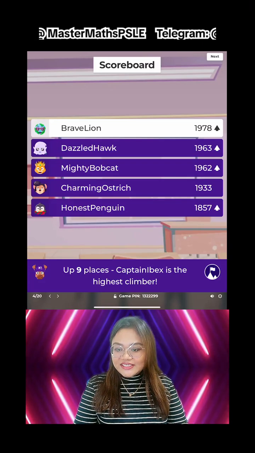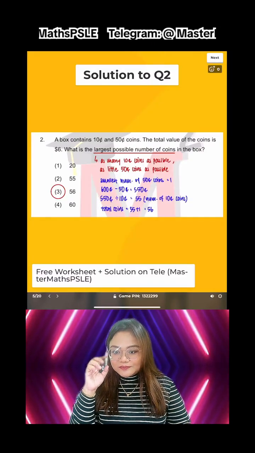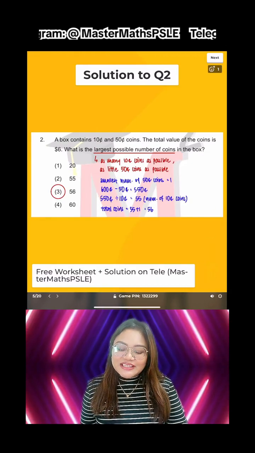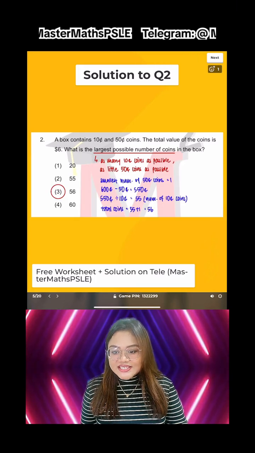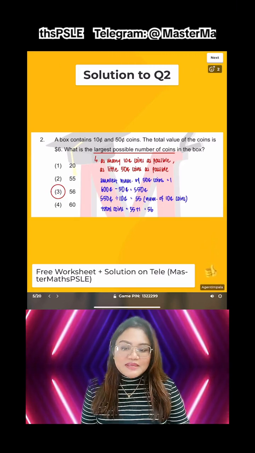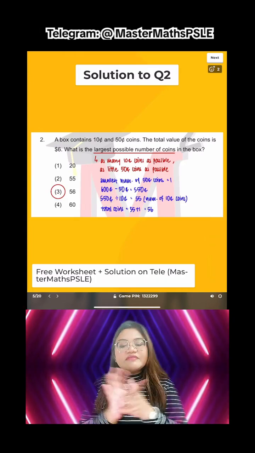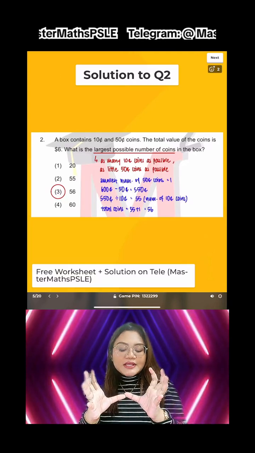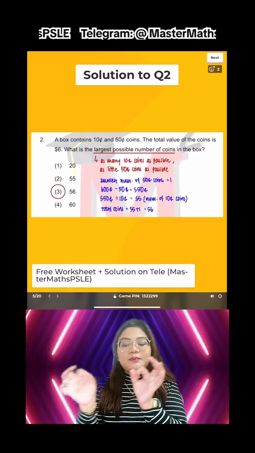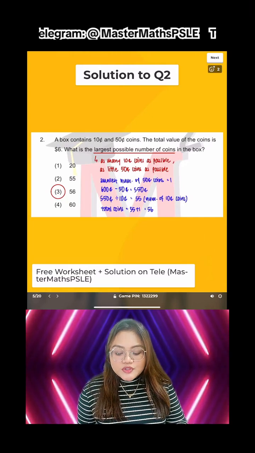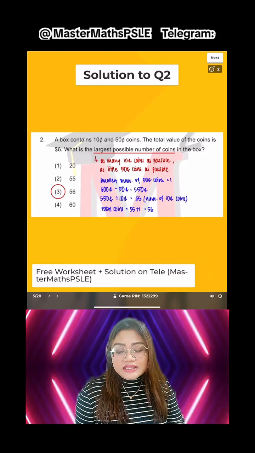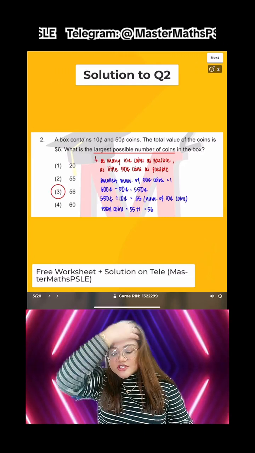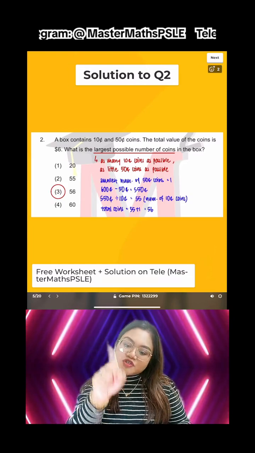Let's take a look at the solution. Okay, so if I want the largest possible number of coins, yeah guys, nice one Arisa. If I want many coins, that means my 50 cents must be very little, because 50 cents take up a huge value, right? I must have many of the smaller pieces first. So I need to have many 10 cents, very little 50-cent coins, and the smallest number of 50-cent coins I can have is just 1.